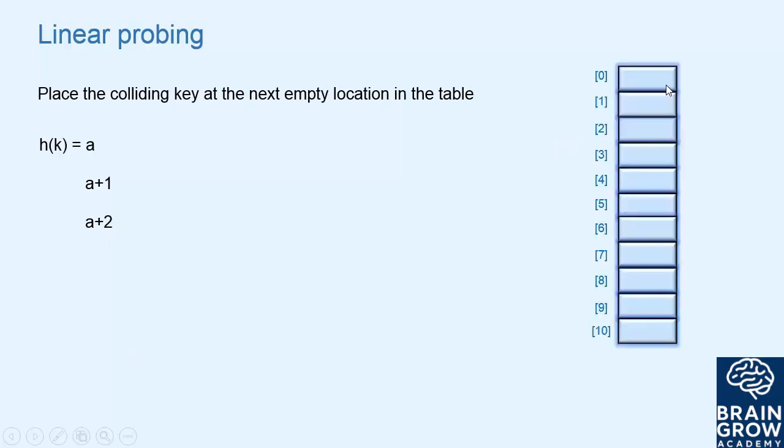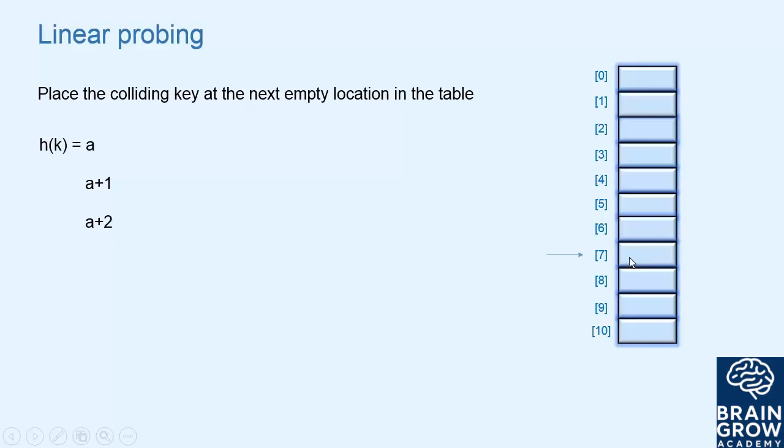Now suppose we have a hash table of size 11 and a key is mapped to address 7 by the hash function. Now if this location 7 is empty, there will be no collision and we'll place the key here.